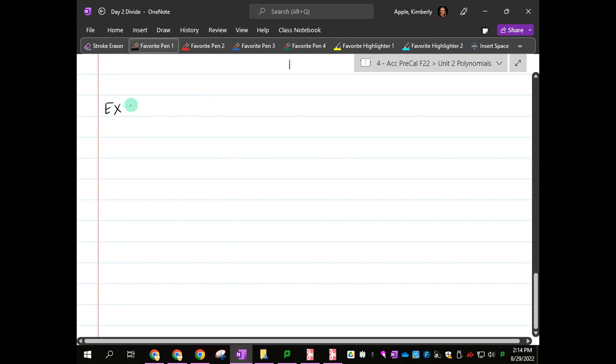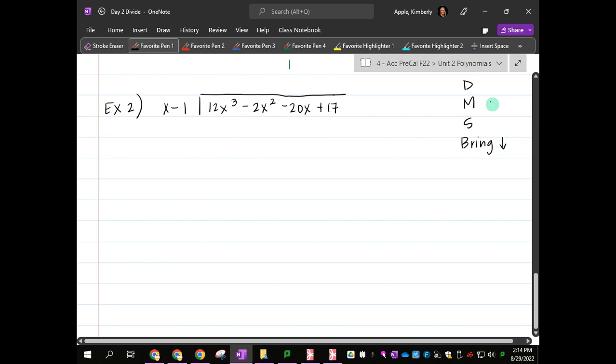You try and see how far you get. Example 2, x minus 1. I want you to divide that into 12x to the third minus 2x squared minus 20x plus 17. So remember, divide, multiply, subtract, bring down. And then repeat.